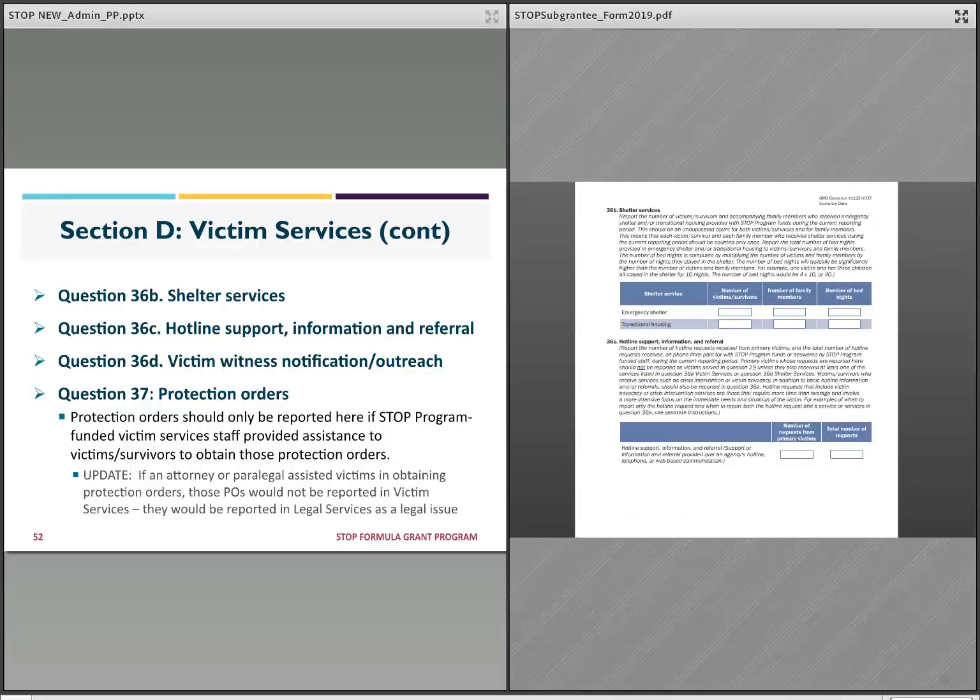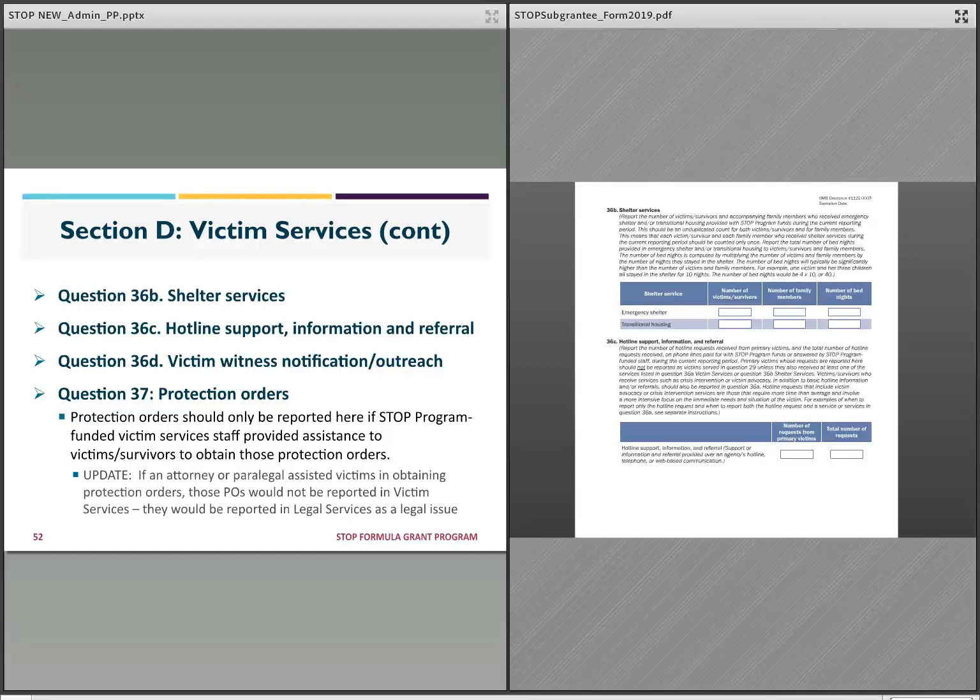(36B) Shelter Services asks for the number of victim survivors, the number of family members provided emergency shelter or transitional housing, and the total number of bed nights provided during the current reporting period. Bed nights is calculated by multiplying the number of victim survivors and family members, so the total people housed, by the total number of nights they stayed.